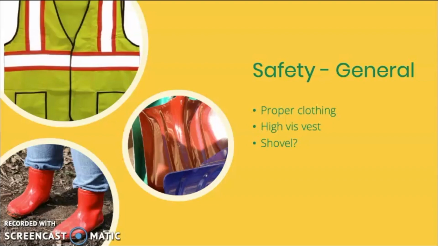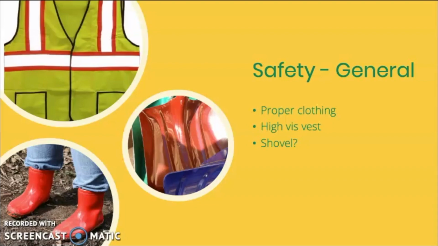So these safety items include proper clothing, which includes closed-toed shoes, long pants, and a high visibility vest, because if you find a snake on the side of the road, you'll be out on the side of the road and you want to make sure you're properly visible.